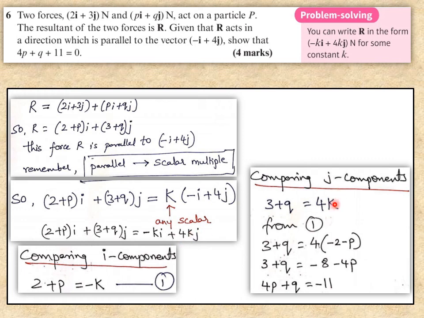I compare, and now because they want us to prove that this gives us 4P plus Q plus 11 equals to 0, you just try to solve them simultaneously. What I did is from 1, in place of K, I can write minus 2 minus P. This is what I did. K equals to minus 2 minus P. You simplify, you get the answer. Proved. Let's go to the next slide.